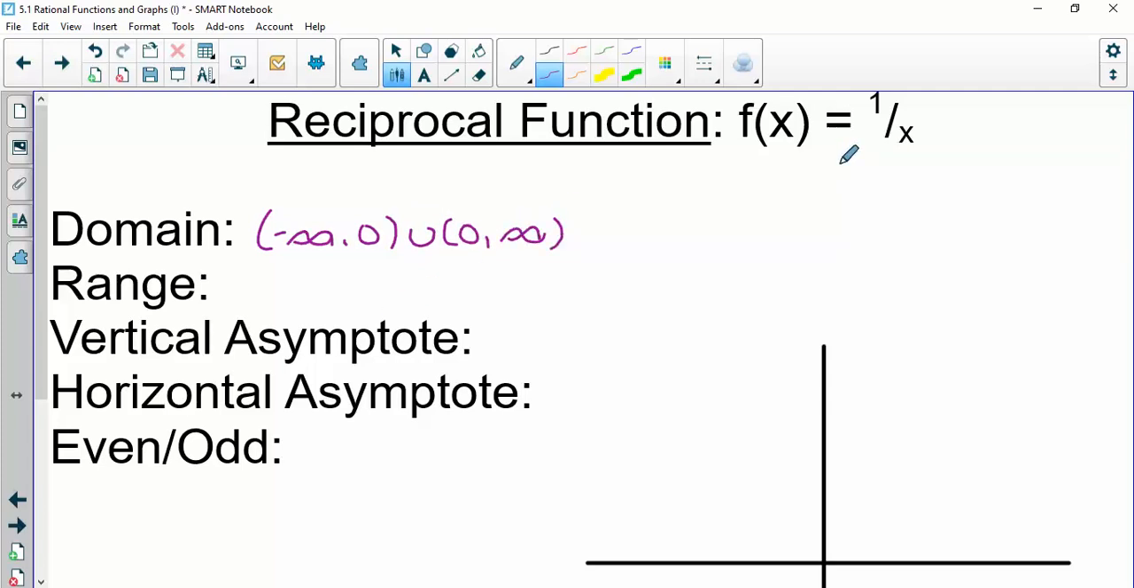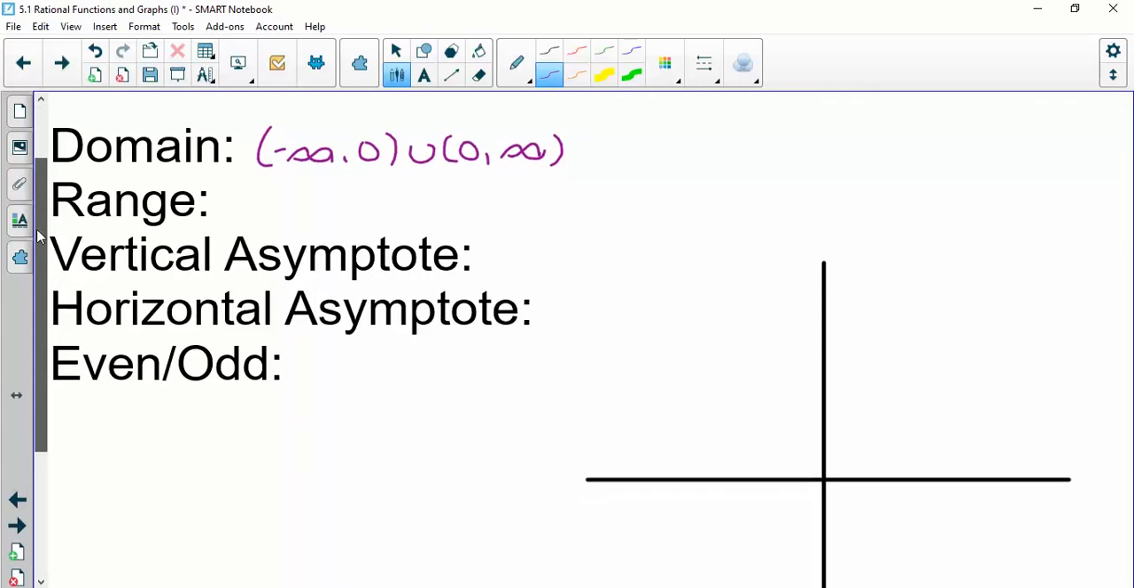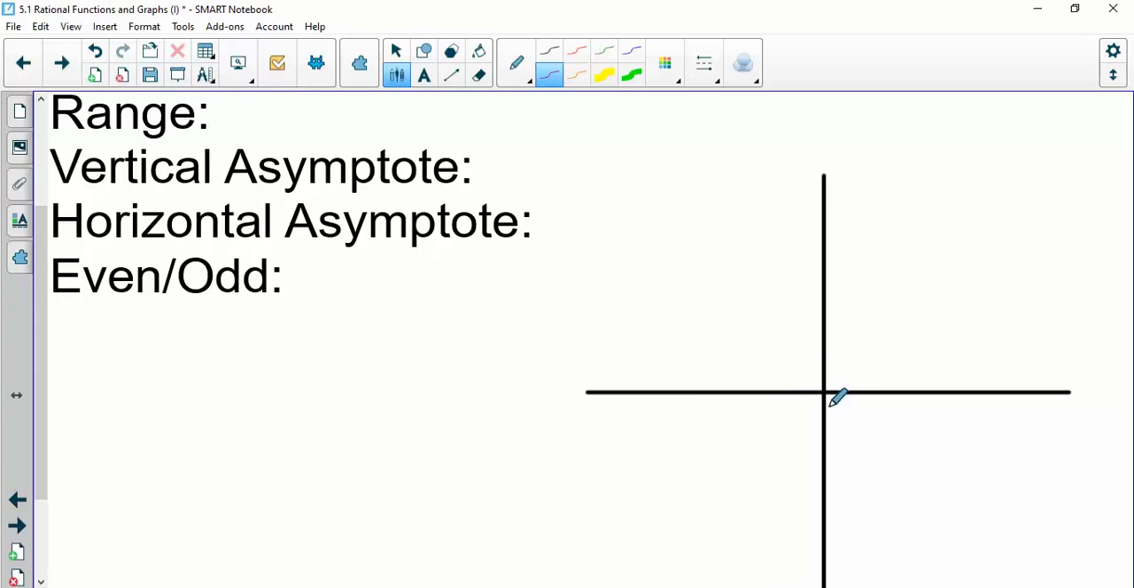We cannot plug a 0 in there. So when I'm making my t-chart, I can't put in 0. If I put in 1, 1 over 1 is 1. If I put in 2, 1 over 2, a half. If I put in 3, 1 over 3, 1/3. Okay, so this is just getting smaller.